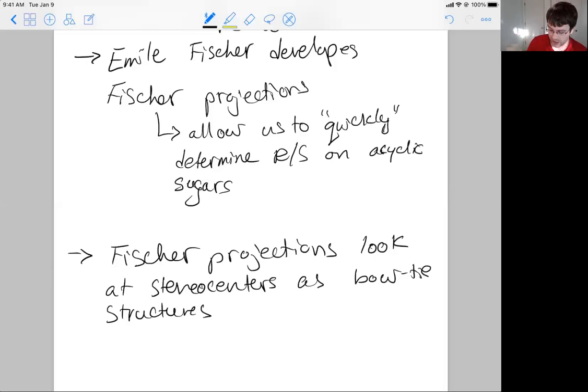Okay, now what we're saying with bow tie structures is, let's imagine that we have some tetrahedral carbon and we've got 1, 2, 3, 4 priorities.